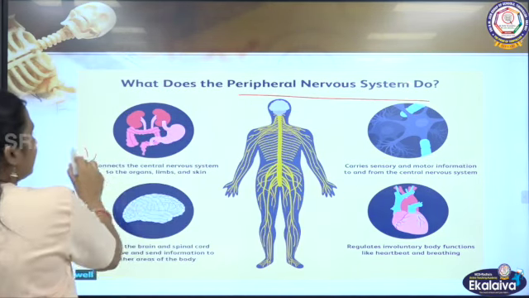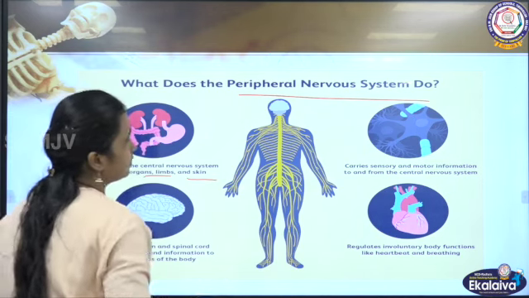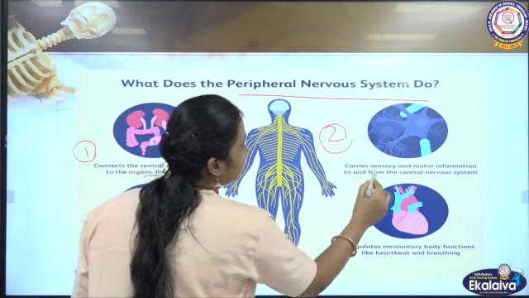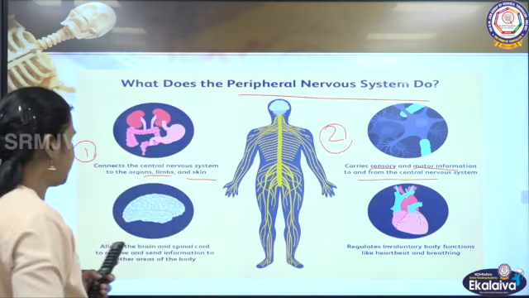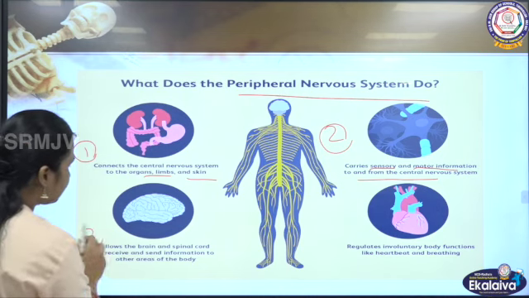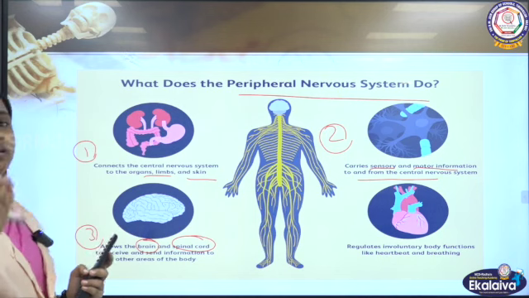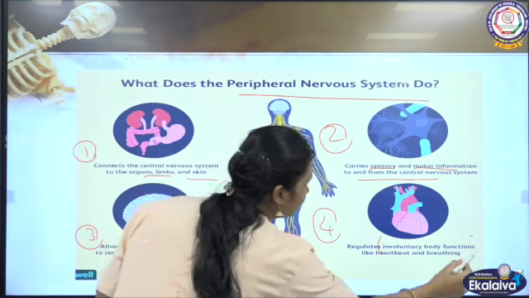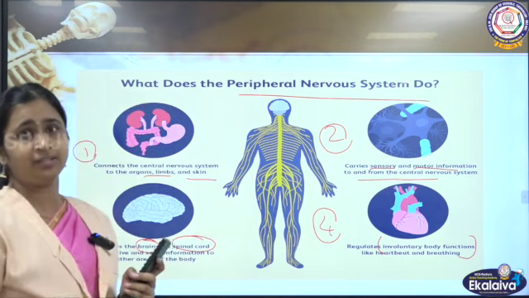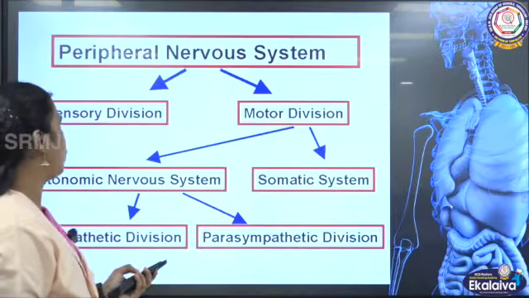Number one, it connects the central nervous system to the organs like limbs and skin. Two, it carries sensory and motor information to and from the central nervous system. Three, it allows the brain and spinal cord to receive and send information to the other areas. Four, it also regulates the involuntary body functions like heartbeat, breathing, etc. So this is about our PNS function, the role.